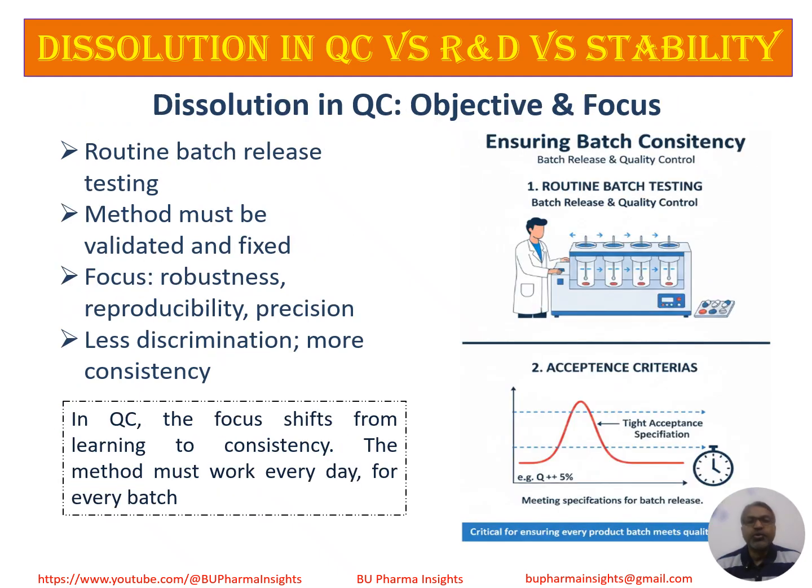In quality control, dissolution methods are locked after validation. There is no flexibility. The focus shifts from learning to consistency. The method must work every day, for every batch, and for every analyst. In QC, priorities are routine batch release testing, a validated and fixed method, robustness, reproducibility, and precision, with minimal variability between vessels, runs, and analysts. Here, consistency matters more than sensitivity.